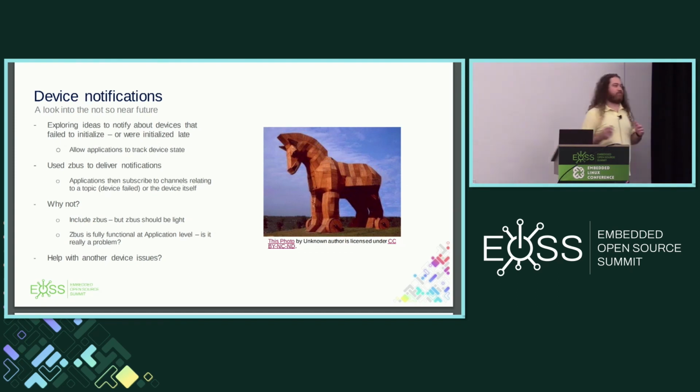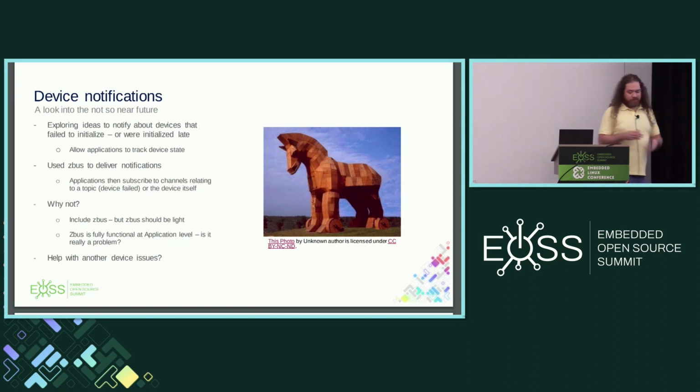So I decided to try to have channels per device. So that can be heavy. So there's some drawbacks. ZBus itself should be light, but maybe having all those channels. But if you don't use them, I can imagine that most of those will be compiled away.